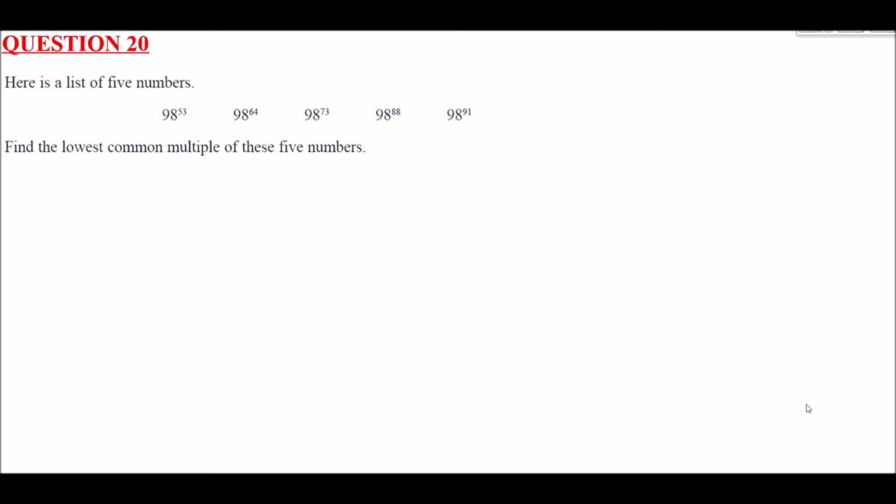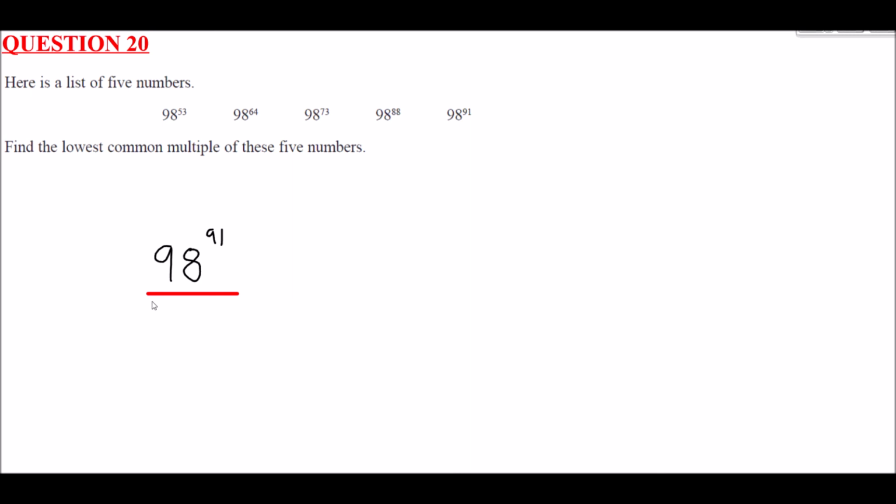Well, because each of these has 98 as factors, these are all factors of 98, you could get them all to be 98 to the power 91. So actually the lowest common multiple of all of these, and I'll explain a bit more in just a moment, the lowest common multiple is just simply 98 to the power 91.